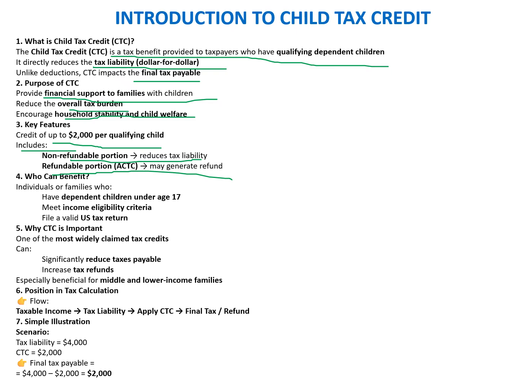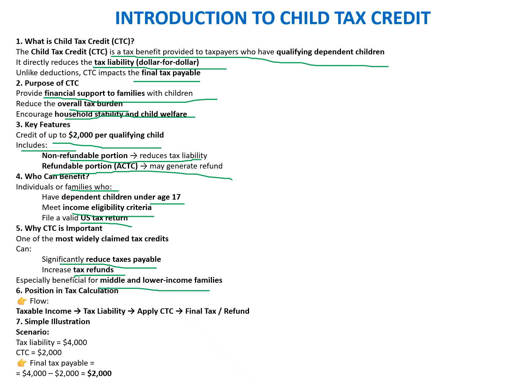Who can benefit? Individuals or families who have dependent children under the age of 17 and meet the income eligibility criteria. We have to understand what the criteria are as well. And definitely the person who is claiming the credit should file a US tax return. So why is CTC important? It is one of the most widely claimed tax credits and can significantly reduce the taxes payable and increase the tax refund, because it has two elements, one refundable, one non-refundable, especially beneficial for middle and lower income families.